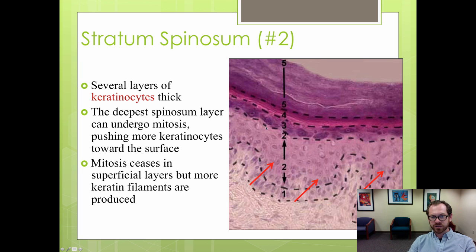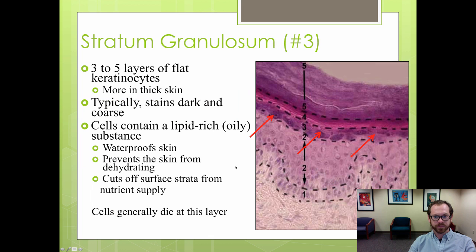When we get to the superficial layers of the stratum spinosum, mitosis is going to end here. But those cells will continually become keratinized as they migrate superficially.